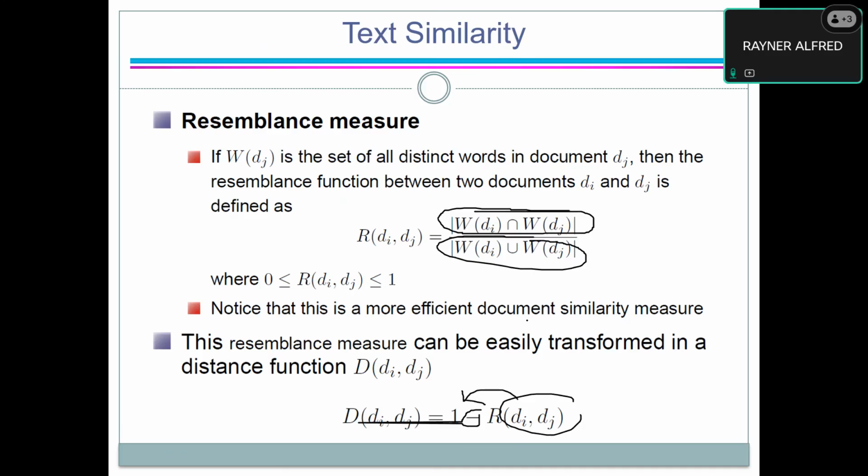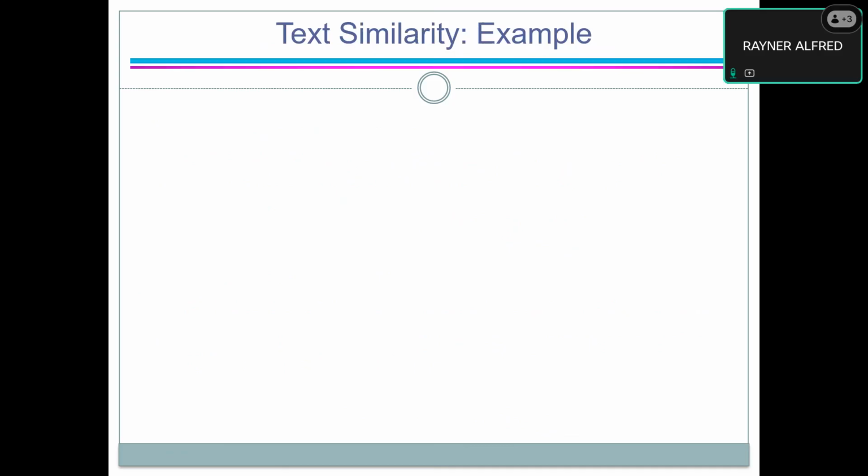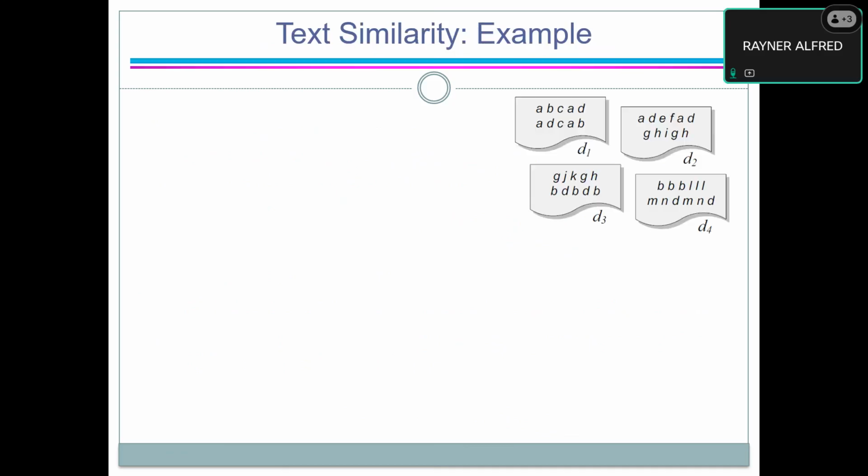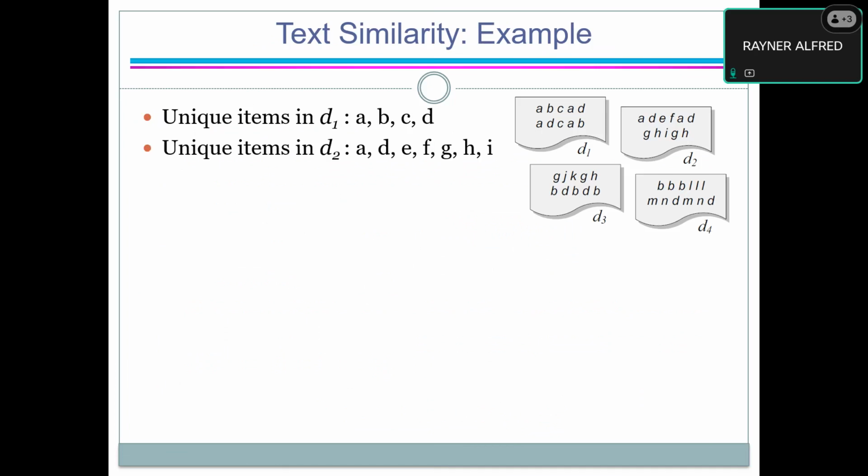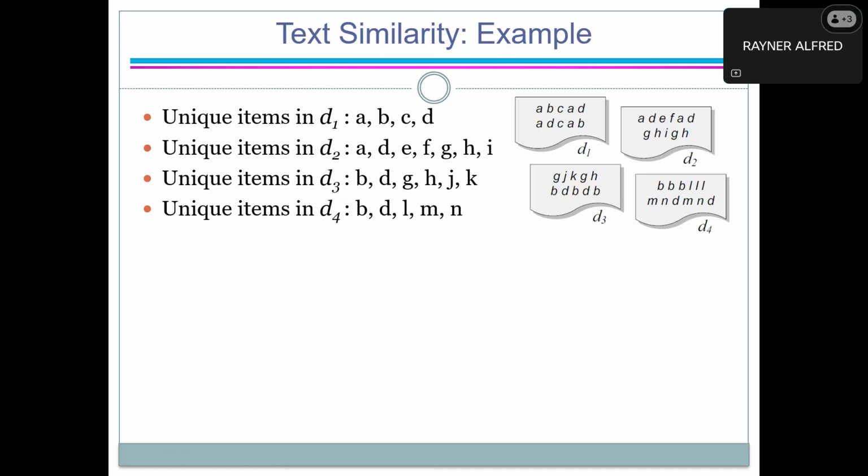Okay. So let's give some example here. How do we use this one? Contohnya, we have 4 documents here, A, B, C, D. This is the unique content that we have for D1. This is the unique content for D2. Okay. This is unique content for D3, D4. So meaning that for duplication, we don't put 4 lah here. Okay. So we just take the unique one.